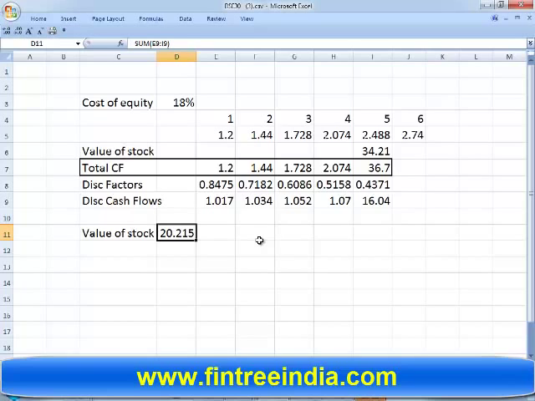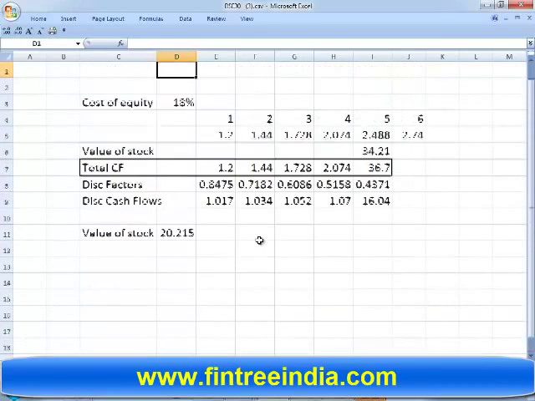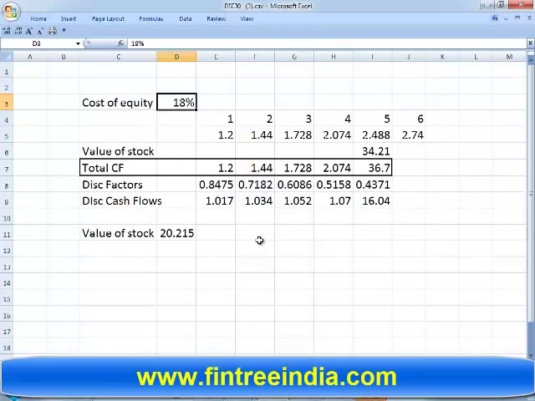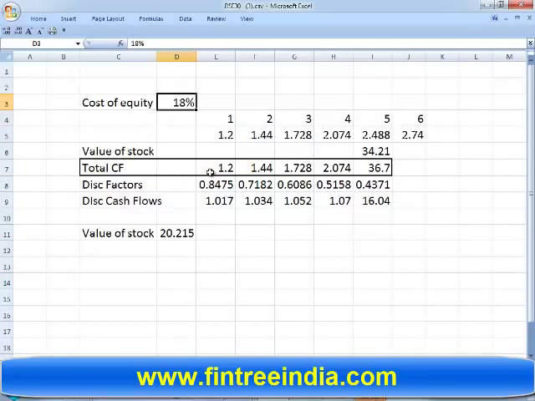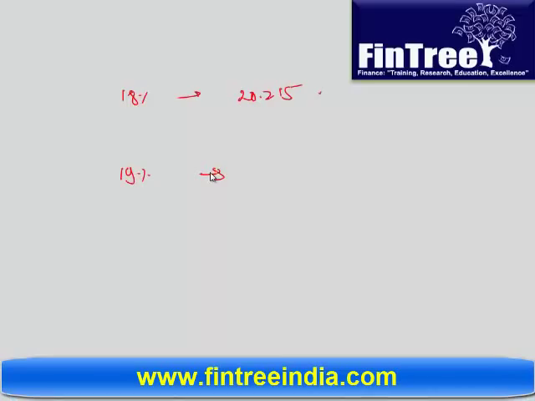Are we good to move? Okay, now let's say, just to understand what is interpolation, in this question we did not use it, but how we used to do it. I'm just writing these values. At 18% the value that is coming is 20.215. Okay, if I use it at 19%, so if I put 19% here, the value will come out to be 17.87.